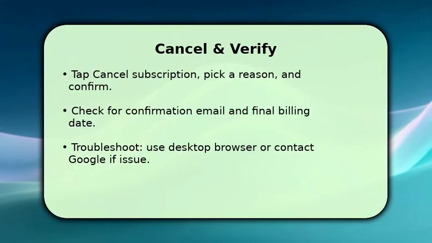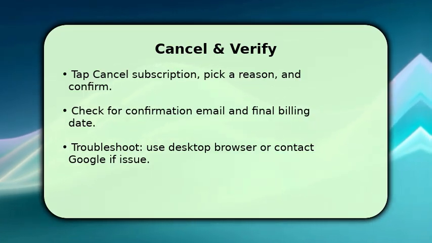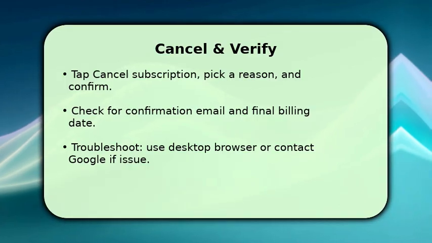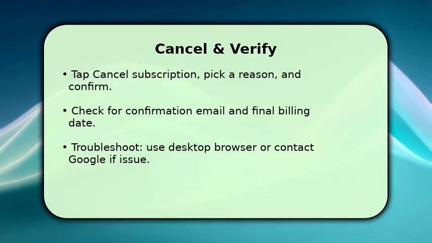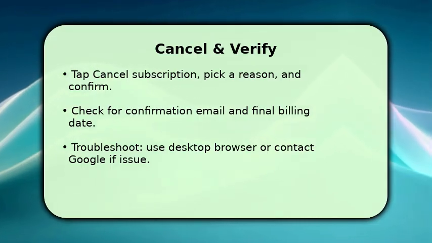Tap Cancel Subscription, follow prompts, and choose a reason if requested. This completes the cancellation request. You'll see the effective date, either immediate or at the end of the current billing period, so confirm that matches what you expect. Make sure you get a confirmation email from Google Play.